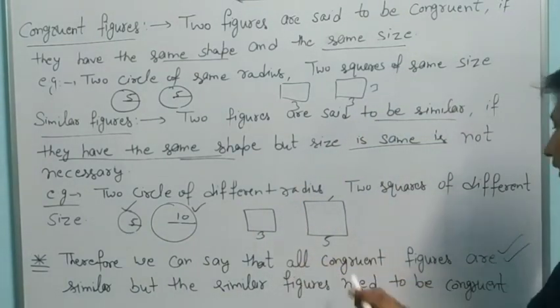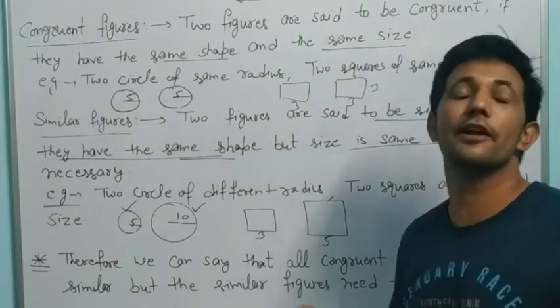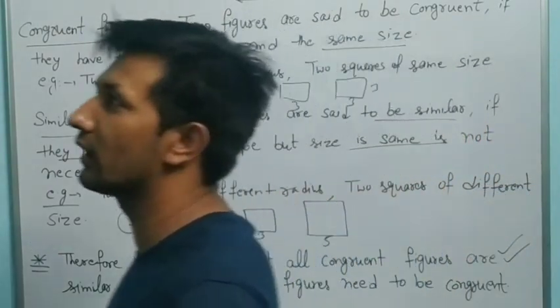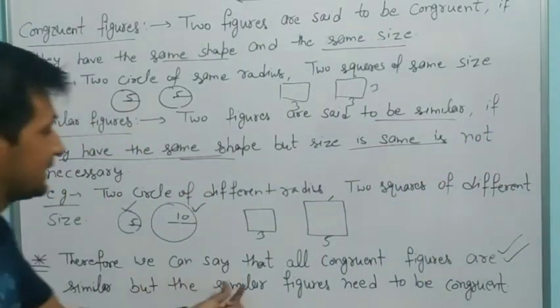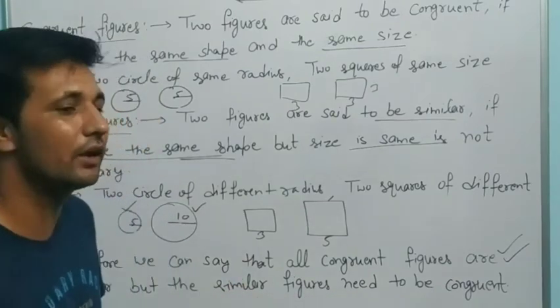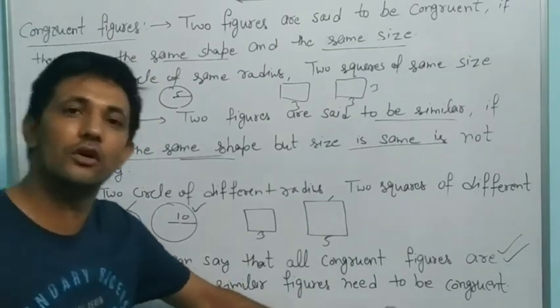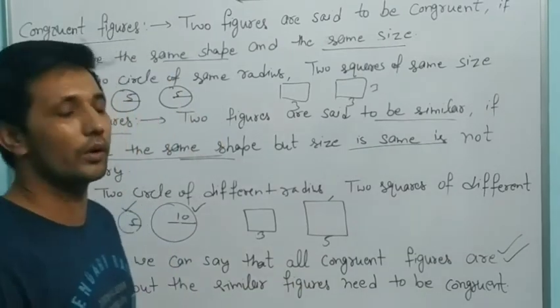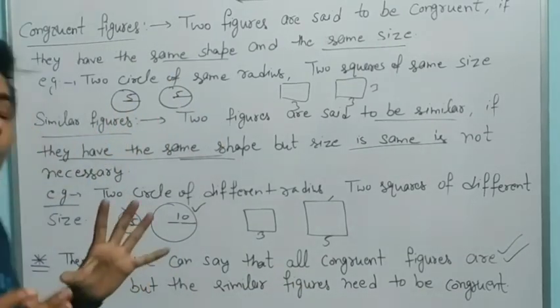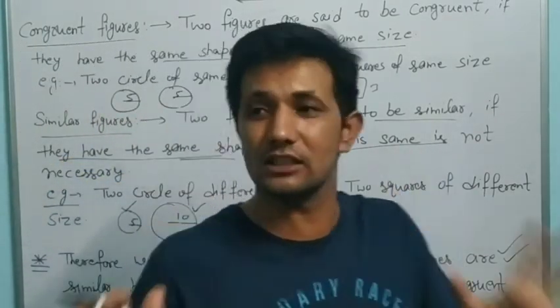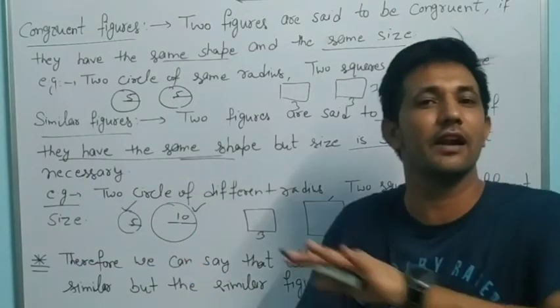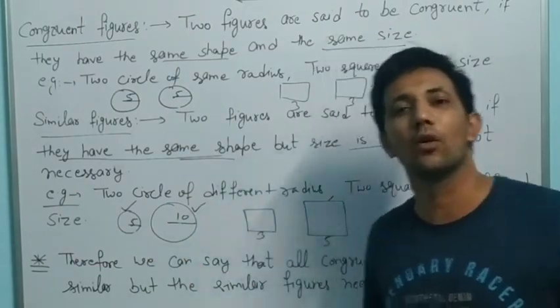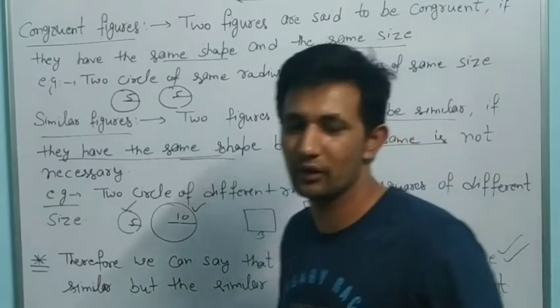All congruent figures are similar. All congruent figures are always similar. But a similar figure need not be congruent. It means it is not necessary that they be congruent. Okay? It means all congruent figures are similar, but all similar figures are not congruent. Okay, dear? Please note it down first.